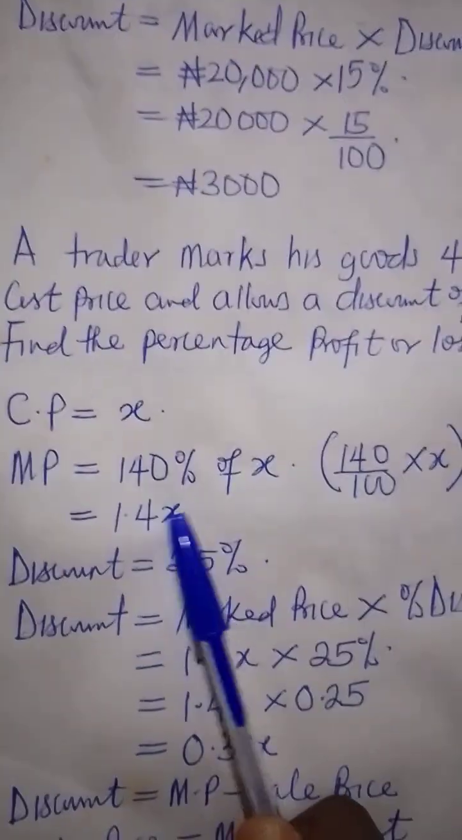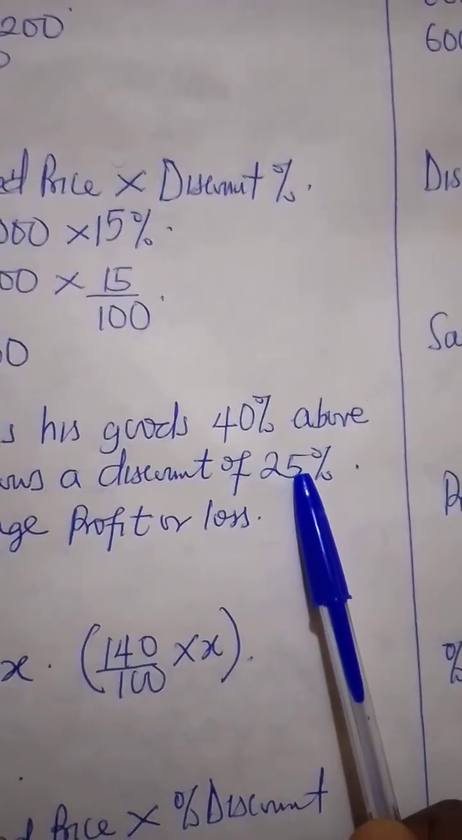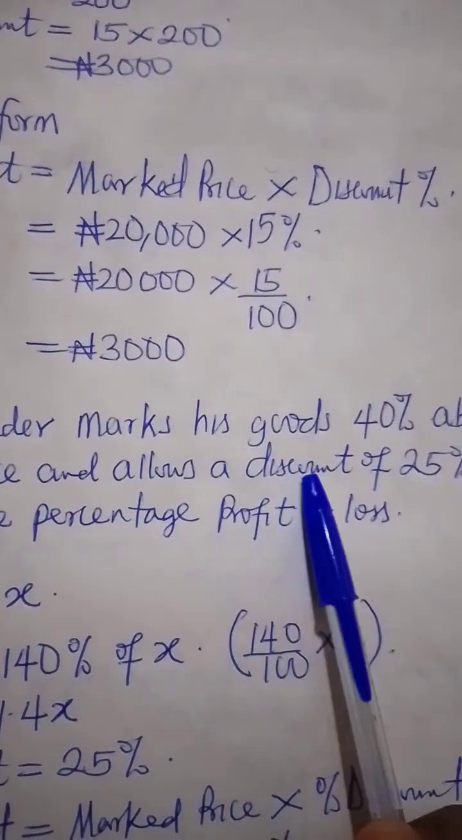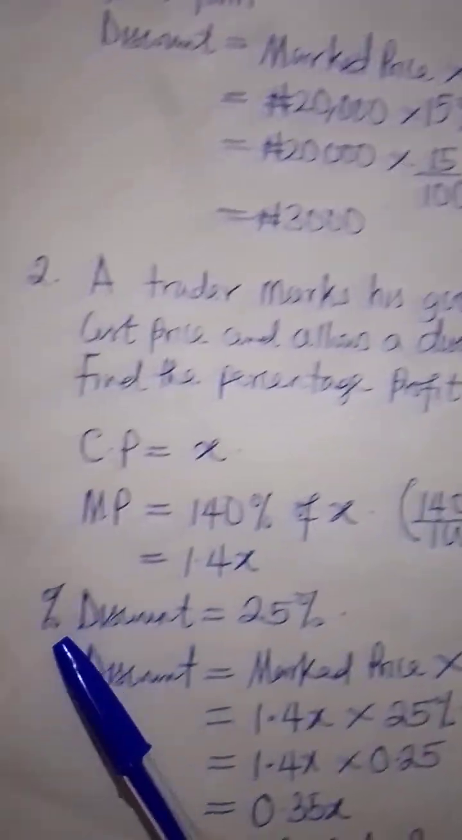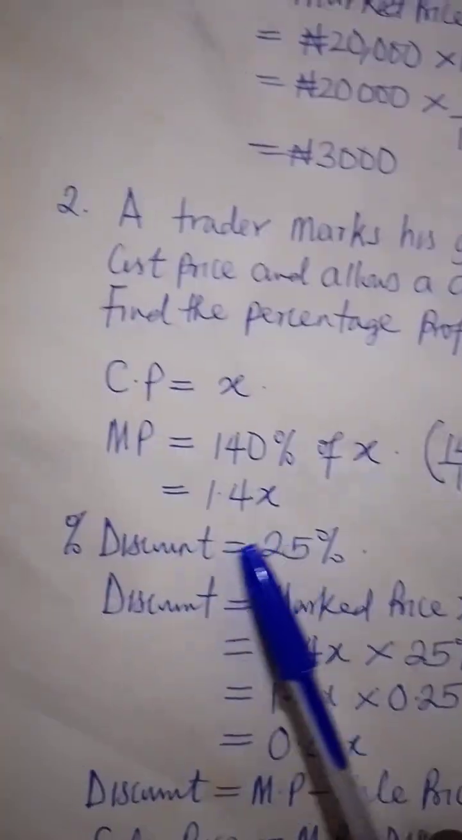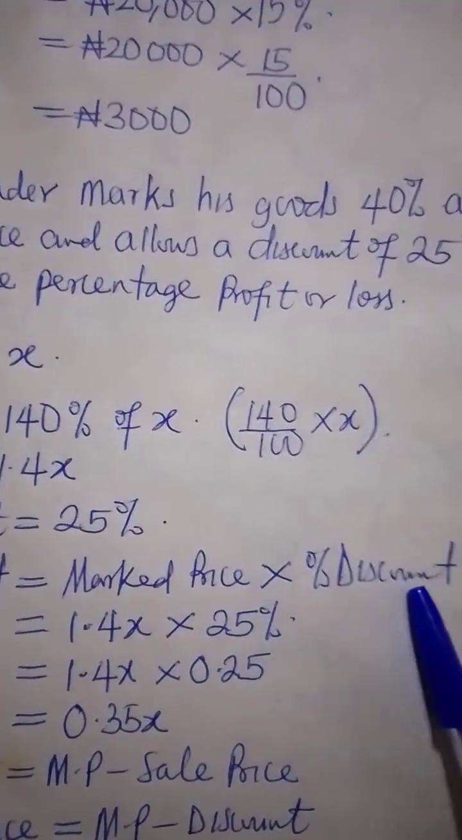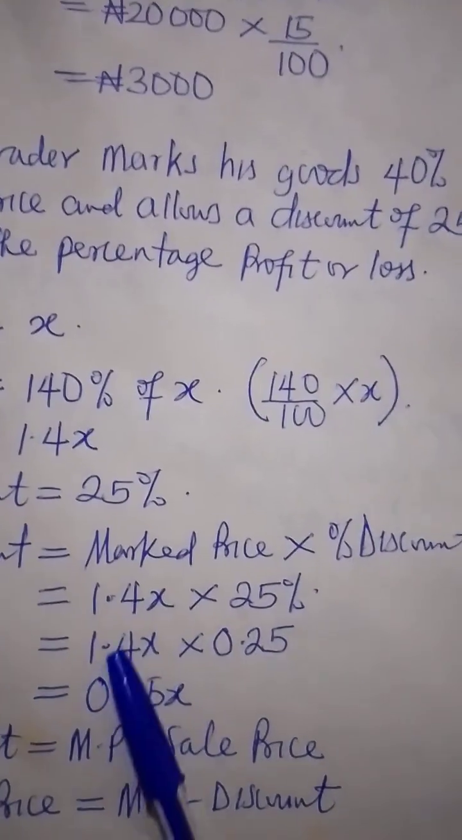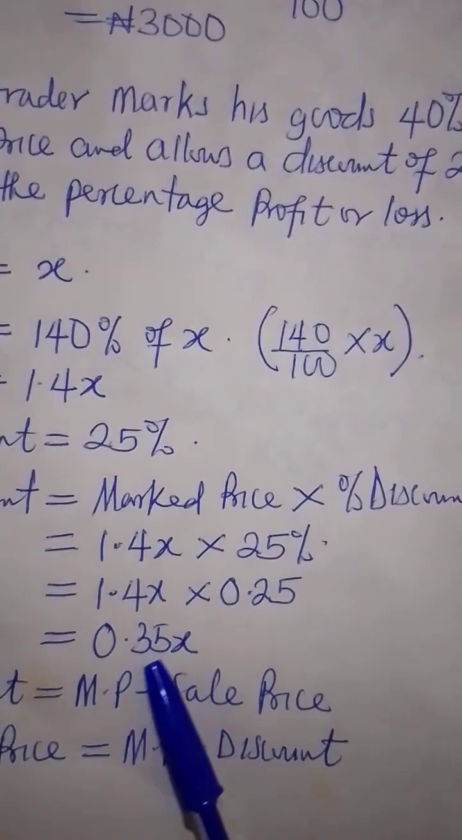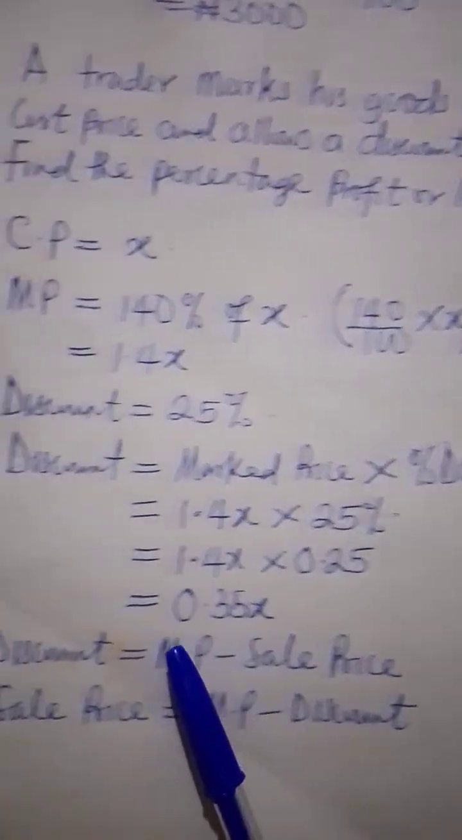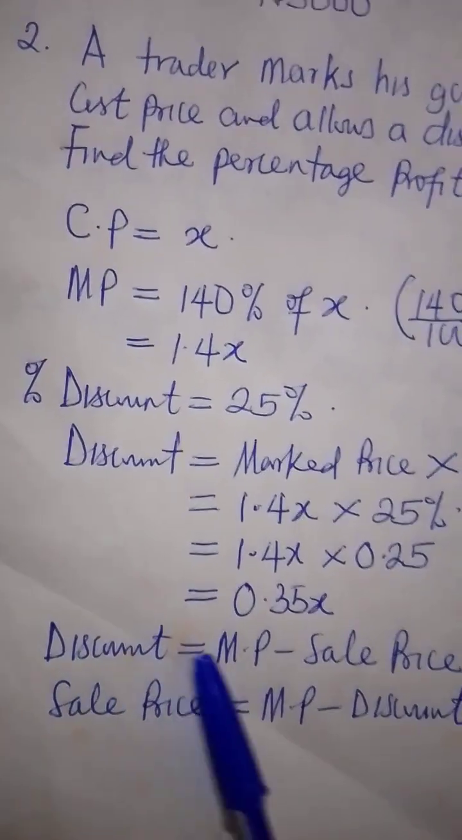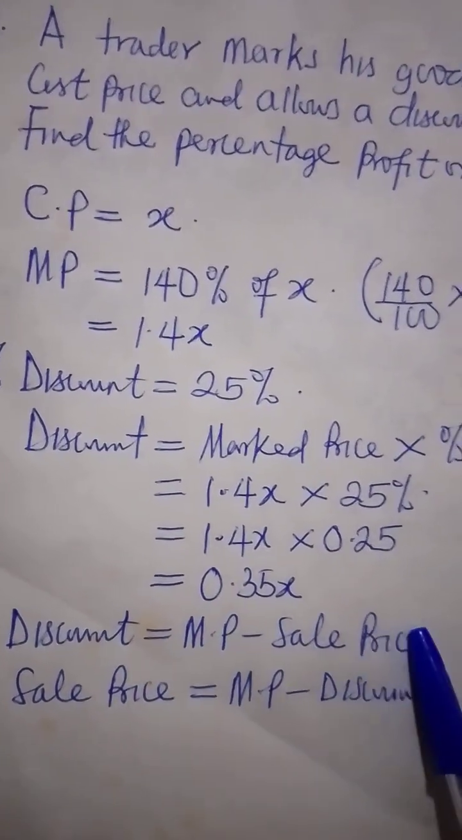Eventually we get 1.4x. We're given a discount of 25%. Allows a discount of 25%. So our percentage discount is 25%. Our discount becomes marked price times percentage discount. And if you resolve properly, you will get 0.35x. So then discount is marked price minus sale price.